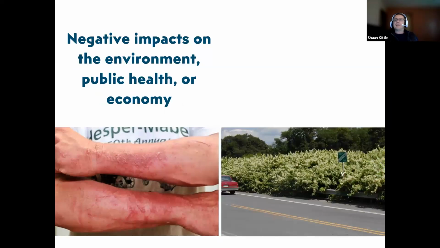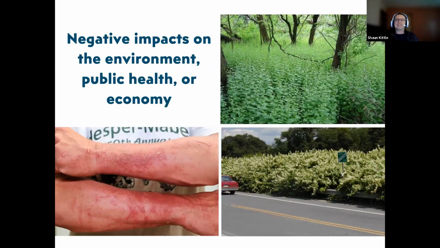So here's some, my top slide did not show up. Here are some negative, there it is. Here are some negative impacts on the environment, public health, or the economy. So let's start with the top right. That is garlic mustard. That is a good example of how something could just spread and take over the understory, right? Garlic mustard has chemicals that prevent other plants from growing around them. It actually will kill the soil fungus that the trees need, and it forms this monoculture, which means that native biodiversity is going to be lost.